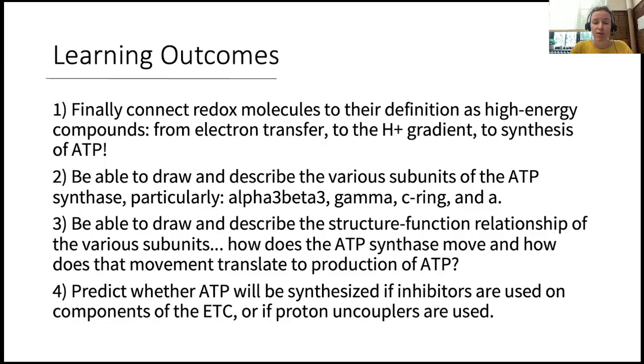And we'll predict whether ATP will be synthesized if inhibitors are used on components of the electron transport chain, or if proton couplers are used, again, seeking to understand flux through these pathways and eventually connect glycolysis to the TCA, to the ETC, and to ATP synthesis.